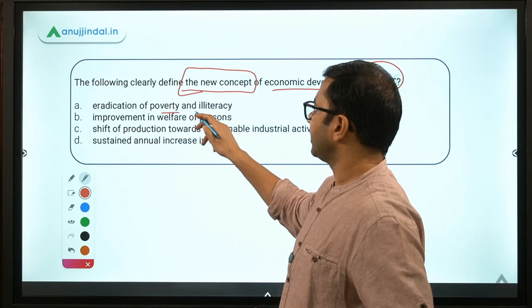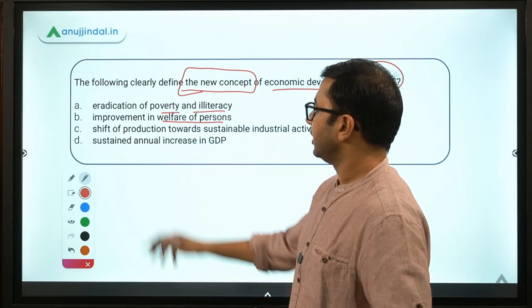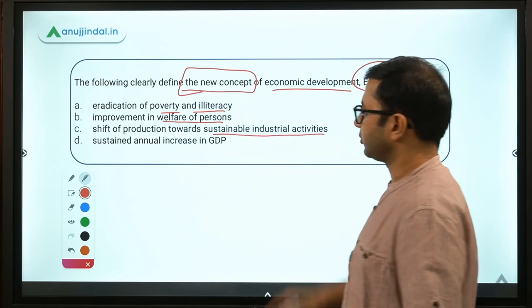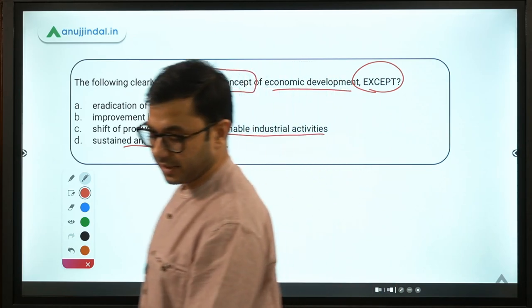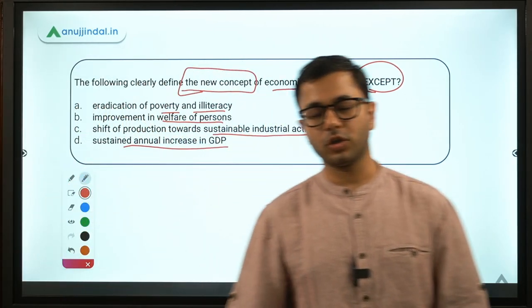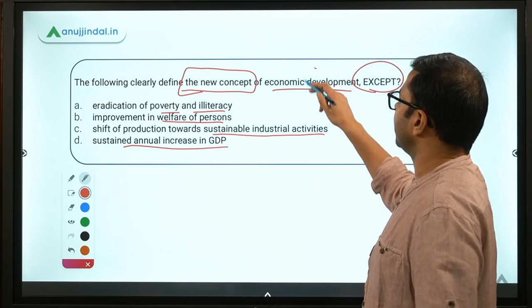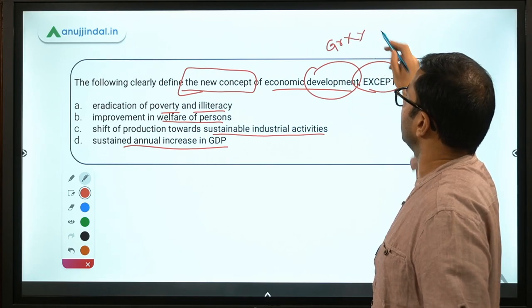Eradication of poverty and illiteracy. Improvement in welfare of persons. Shift of production towards sustainable industrial activities. Sustained annual increase in GDP. What are we talking about here? We're talking about economic development and not growth. Keep in mind, every word is important. We're talking about development, not growth.